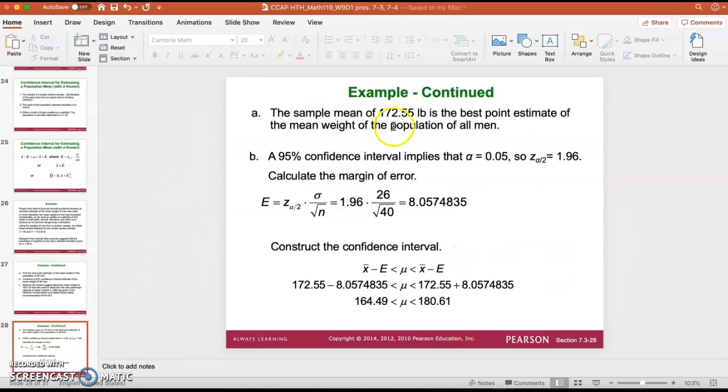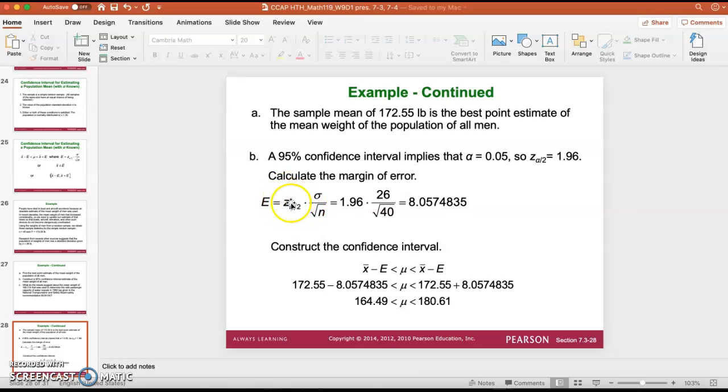So part A: again, a sample mean is the best point estimate for a population mean. So we're just going to use that 172.55 pounds. For that 95% confidence interval, I'm going to plug everything in. We know alpha is 0.05, so alpha over 2 is 0.025, if we need a refresher there. Then we're going to use that 1.96 for the critical value for the 95% confidence interval.